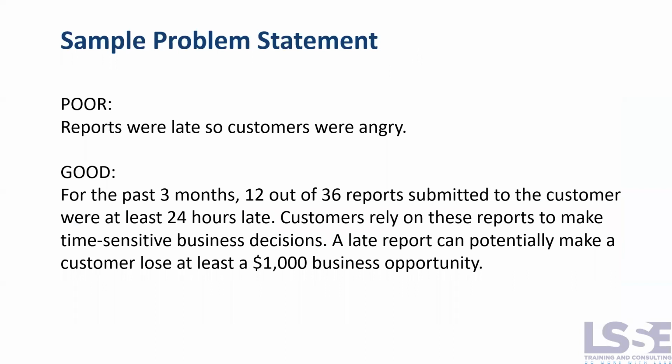Here, I'm just giving an example of what a good problem statement is. The first one is a poor example of a problem statement: Reports were late, so customers were angry. It doesn't give you much information. A good problem statement is something really factual. For example, for the past 3 months, that's a when, 12 out of 36 reports submitted to the customer were at least 24 hours late. So it's very factual. It tells you something measurable: 12 out of 36 reports submitted to the customer were late by at least 24 hours.